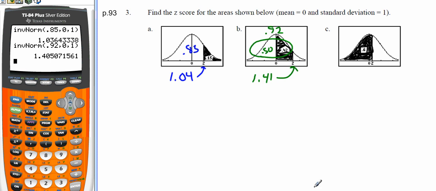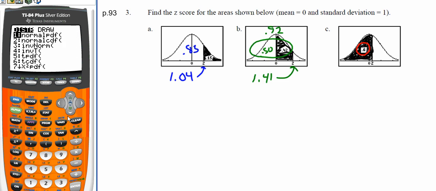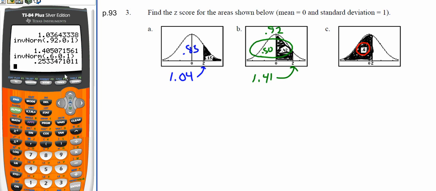Okay, let's look at the last one. And actually this last one's the easiest because take a look here. The percentage to the left of z is given to us. It's right here, 0.6, 60%. So I don't need to think a whole lot about that one. I can put things right in my calculator. Inverse normal 0.6, 0, 1. And it tells me that the value of z is about 0.25, just slightly to the right of 0. That seems to fit, seems to make sense.